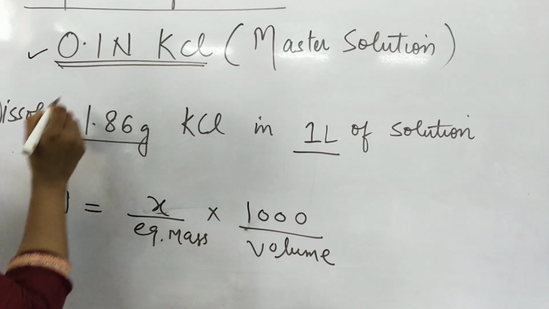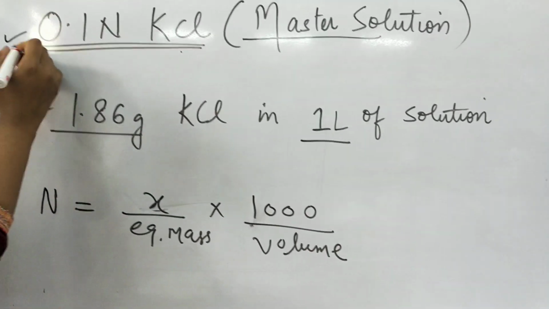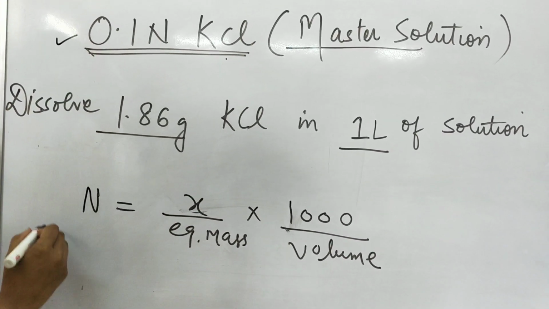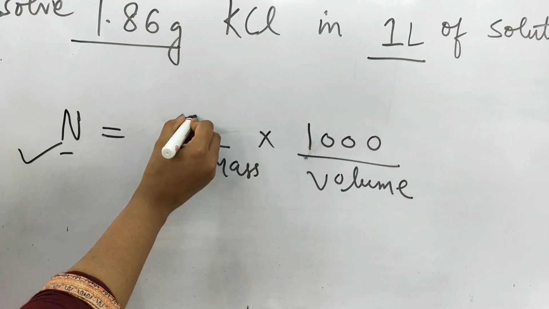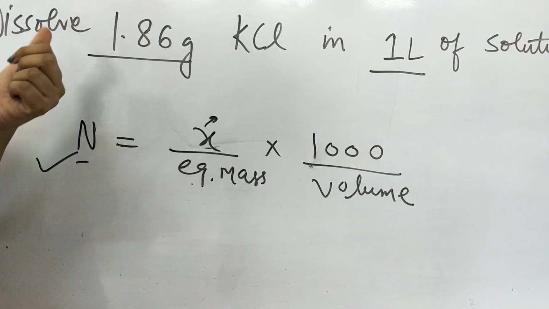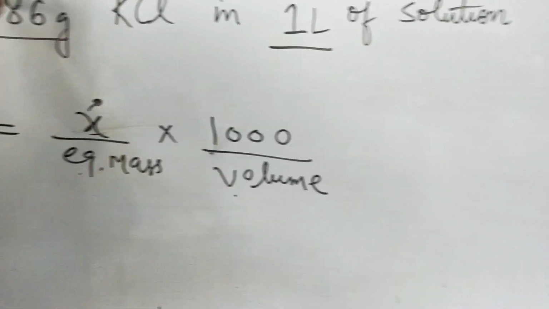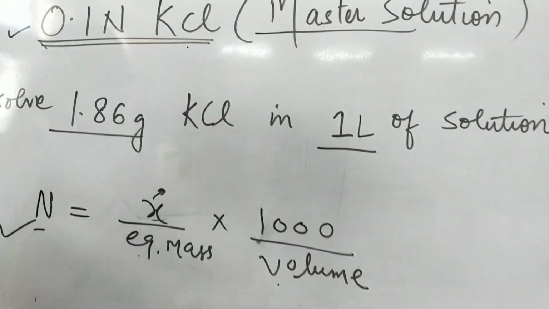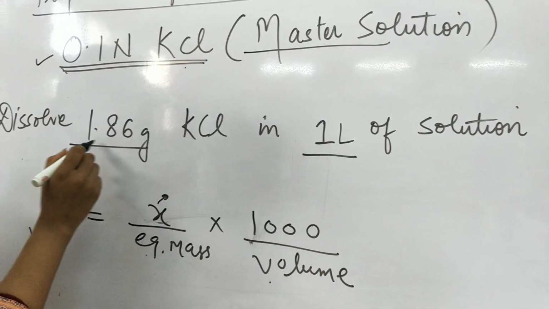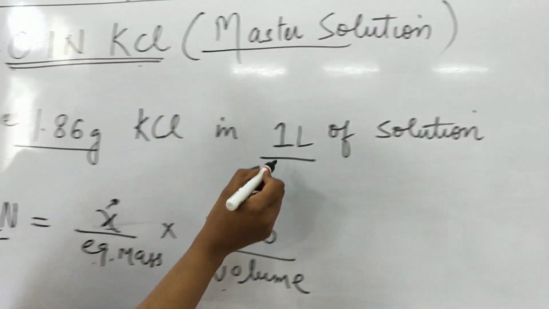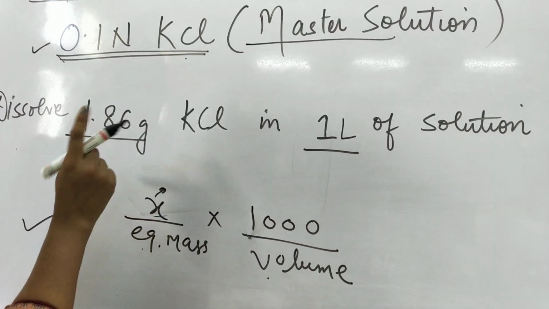First we will prepare 0.1 normal KCl, which is our master solution. To prepare the 0.1 normal KCl, we will use this formula: normality is equal to x by equivalent mass. What is x? x is the weight of the KCl which we will measure into 1000 by volume. So we are preparing 0.1 normal KCl in 1 liter of solution. By using this formula, I have calculated the mass of KCl, which is 1.86 gram of KCl. We will dissolve it in 1 liter of solution. In this way we have prepared our master solution.